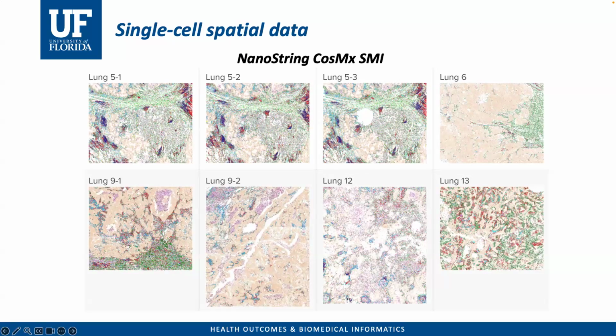And these are some other examples from different lung cancer patients. You can clearly see that, for example, the first three are lung 5-1, 5-2, 5-3. They are three datasets from the same patient. And lung 6, lung 9, and lung 12 are from different patients.